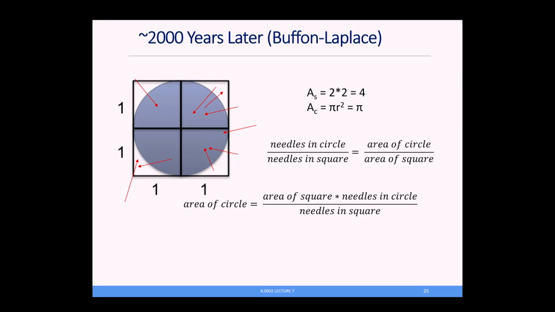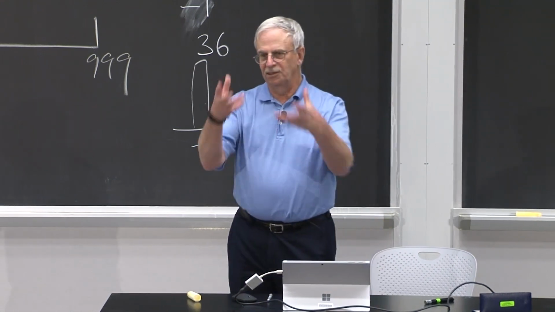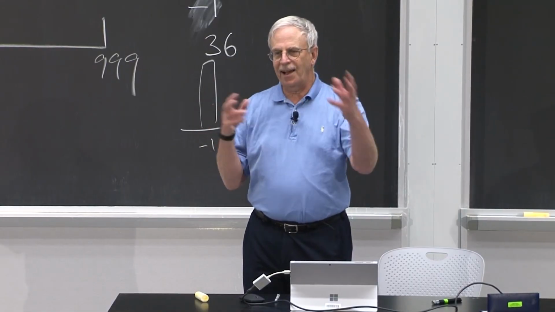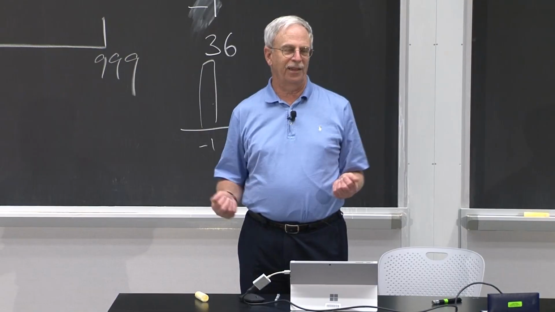And since we know that the area of the circle is pi, that tells us that pi is going to equal 4 times the needles in the circle, where 4 is the area of the square, divided by the number of needles in the square. And so the argument was you can just drop a bunch of these needles, see where they land, add them up, and from that you would magically now know the actual value of pi.